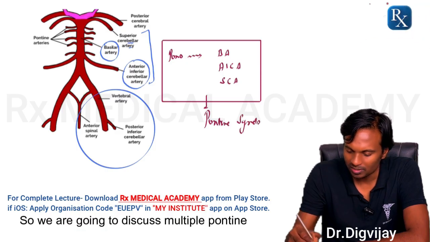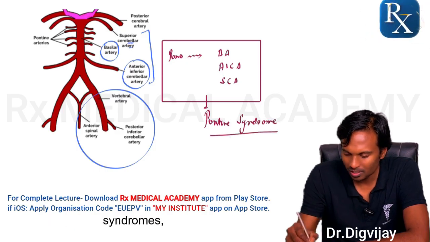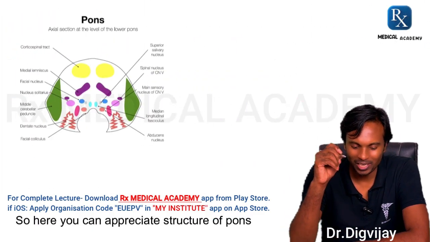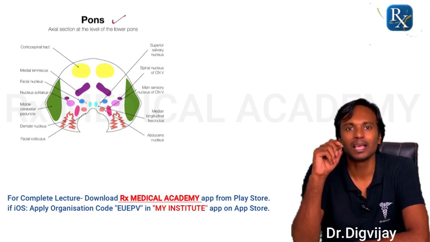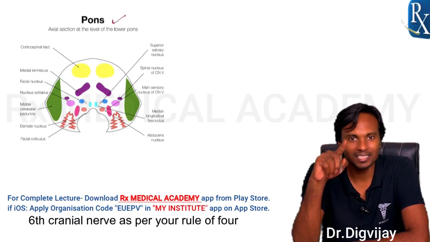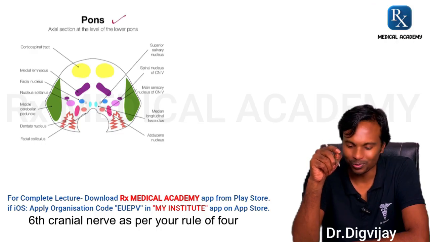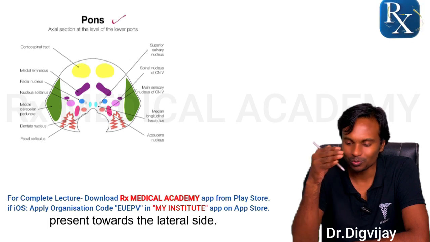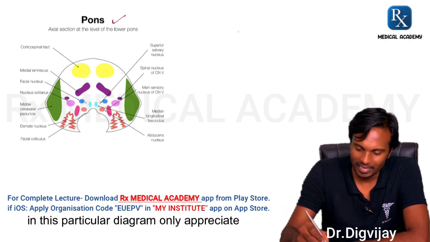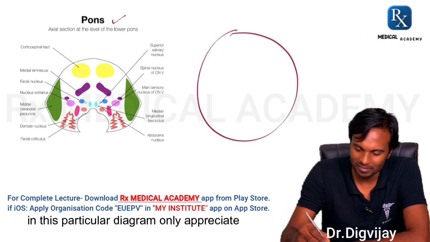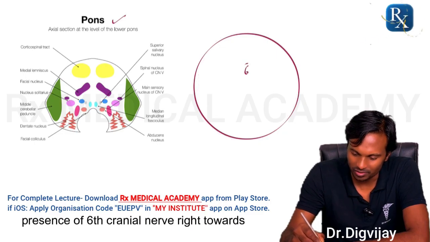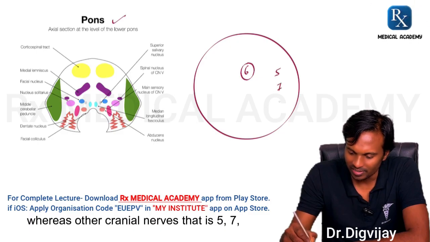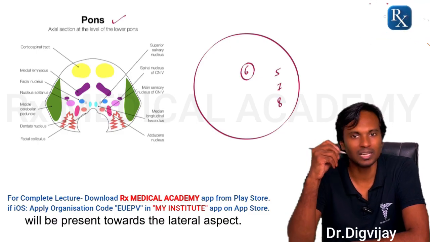So we are going to discuss multiple pontine syndromes, Millard-Gubler syndrome in particular. Okay, so let's proceed. Here you can appreciate structure of pons, and we have already studied that sixth cranial nerve, as per your rule of 4, will be present in the midline, whereas other cranial nerve nuclei will be present towards the lateral sides. In this diagram, appreciate the sixth cranial nerve right towards the midline, whereas other cranial nerves, that is 5, 7, 8, will be present towards the lateral aspect.